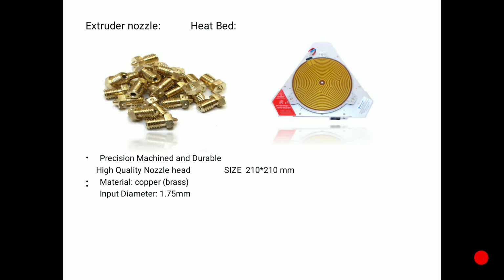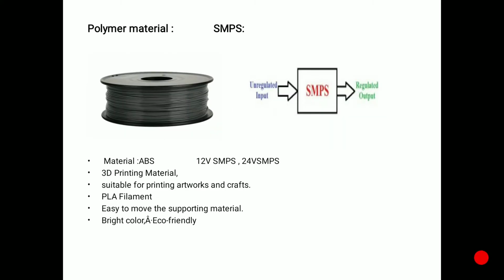Extruder nozzle, this helps to feed the material to the nozzle. Heat bed helps to hold the object on the bed. The temperature of the heat bed is 105 degrees. Polymer material. So this is the material we are using in the 3D printer. SMPS. This is a switch mode power supply. This helps to regulate the input and output of the printer.